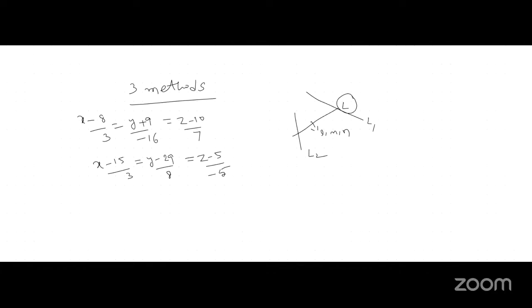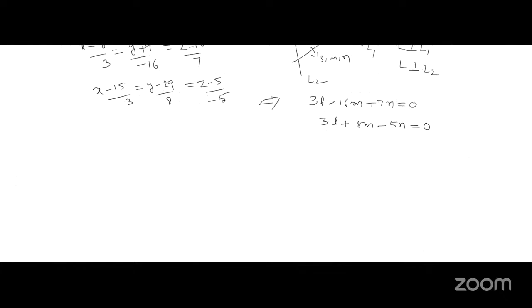the line L is perpendicular to L1, and the line L is perpendicular to L2. So what we are getting, see this one: 3l minus 16m plus 7n equal to 0. Next, 3l plus 8m minus 5n equal to 0. Okay. Now, solving these two equations.